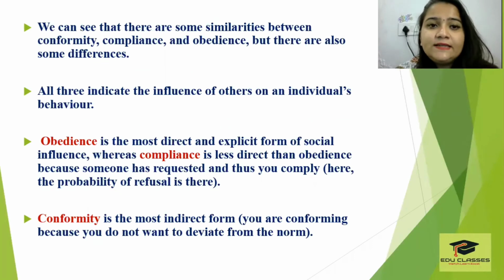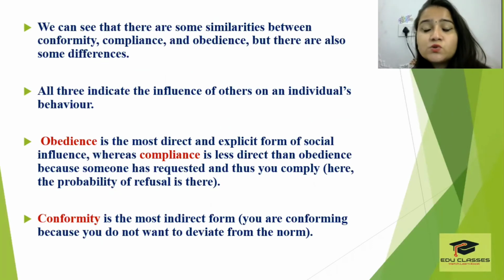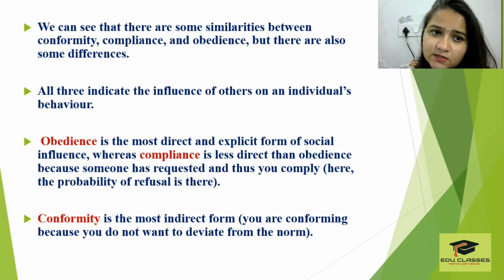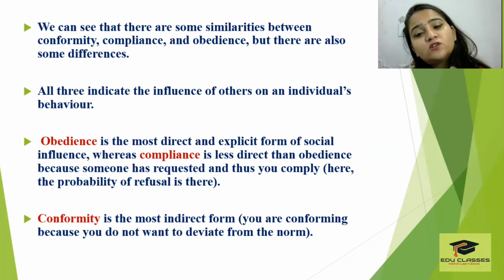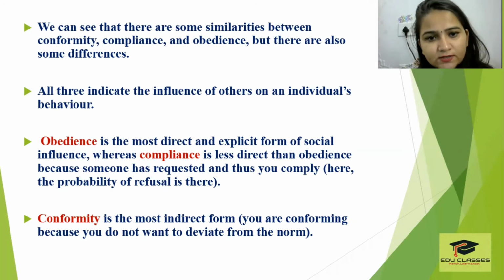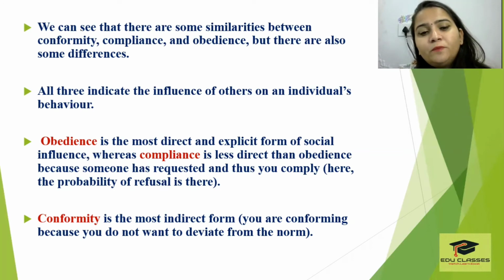Now we can see that there are some similarities between conformity, compliance, and obedience, but there are also some differences. So these three terms can sometimes seem a little too similar, but there's a clear distinction which exists between all of these three. All three indicate the influence of others on an individual's behavior. Similarity क्या है कि तीनों ही ये बात करती हैं कि किसी social influence कैसे हमारे behavior को change करता है. Now, obedience is the most direct and explicit form of social influence.